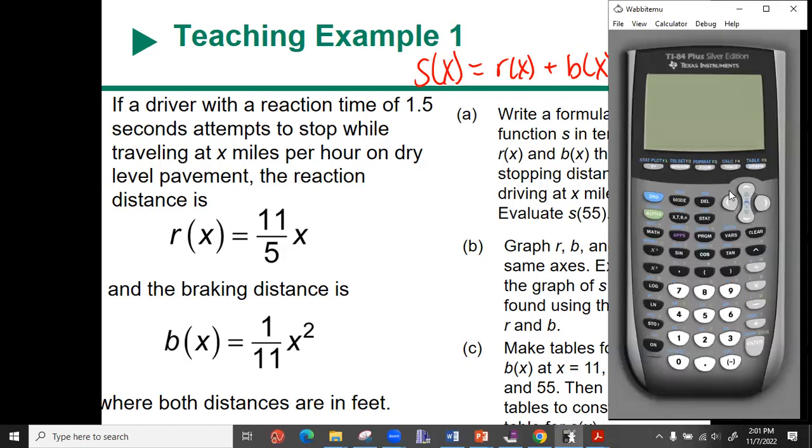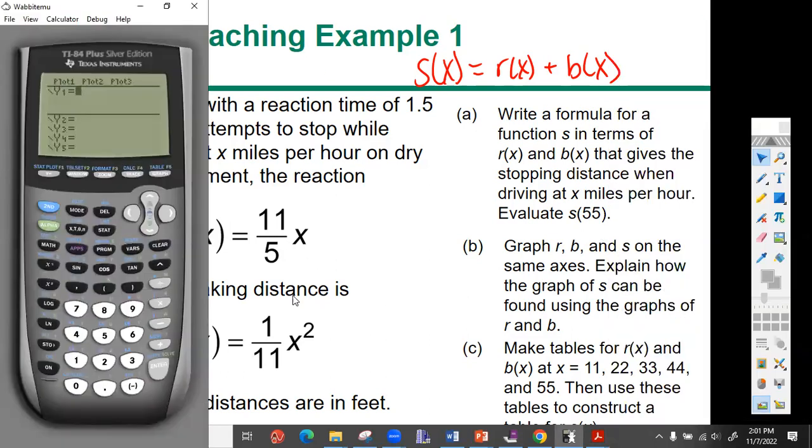All right, here we go. So when I'm looking at this, I have R of X and it wants to find S of 55. So that means I'm plugging in 55 into both of these equations, and then I'm going to add their results together. So we're plugging in 55 for both of them. So we're going to have 11/5 times 55. That's our first, that's our R of X.